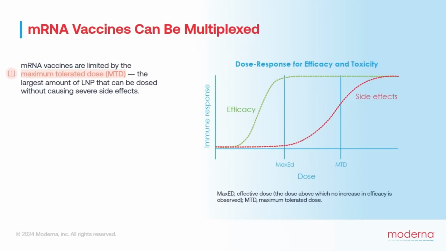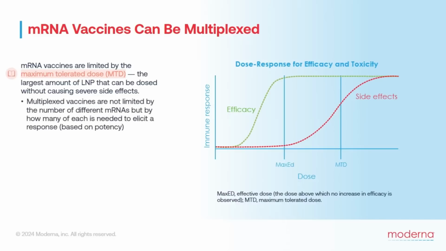mRNA vaccines are limited, however, by the maximum tolerated dose, or MTD, of the LNP. That is, the largest amount of LNP that can be dosed without causing severe side effects or reactions. As the number of different mRNA sequences increases, the amount of each individual mRNA must decrease to stay under the maximum tolerated LNP dose. The limitation to the number of mRNAs that can be included in a single vaccine, therefore, is not how many different mRNAs can be packaged into a single LNP particle, but how much of each individual mRNA is needed to elicit the appropriate immune response.